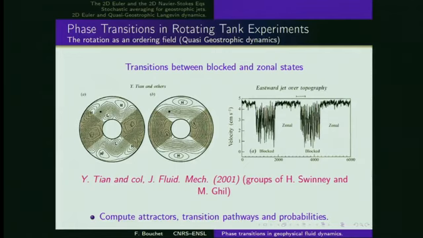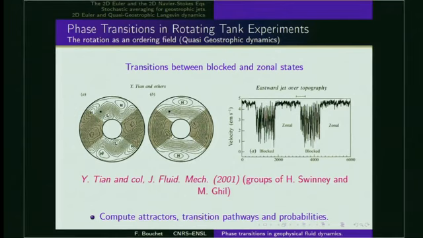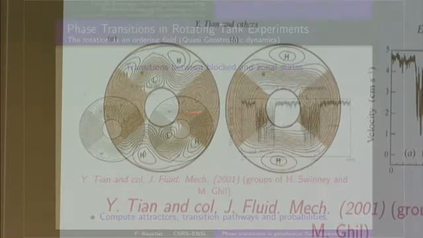Another example, which is closer to the dynamics I will talk about later, is what has been called the transition between blocked and zonal states. I think it was an initial idea by Michael Ghil, and the experiment has been done in the group of Harry Swinney. What you can see here is a fast rotating tank. So the dynamics is of quasi-geostrophic type, which is dominated by the Coriolis force. And on these tanks, the experimentalists have put topography, which are these two gray areas here.